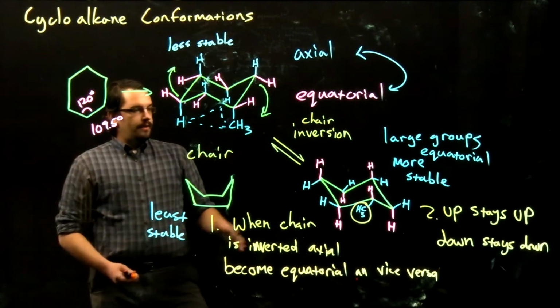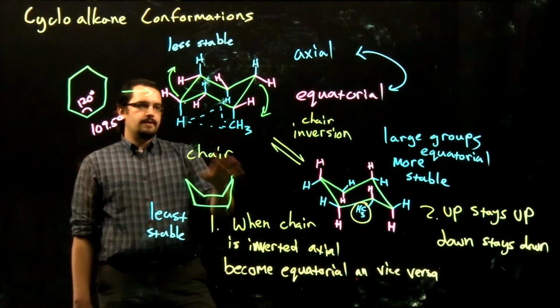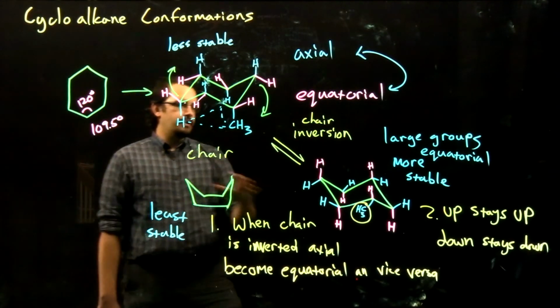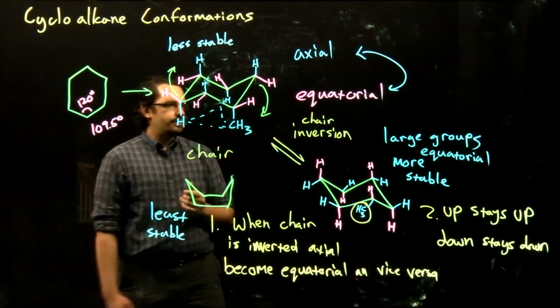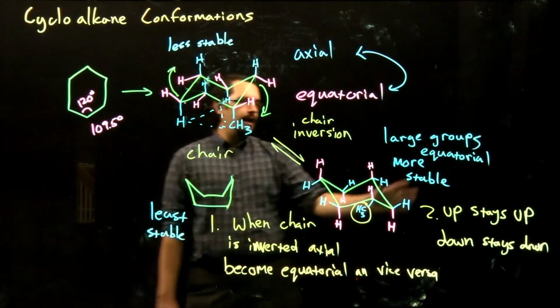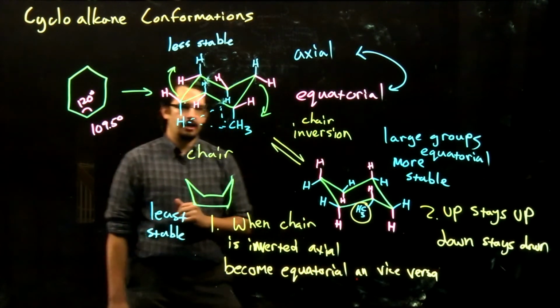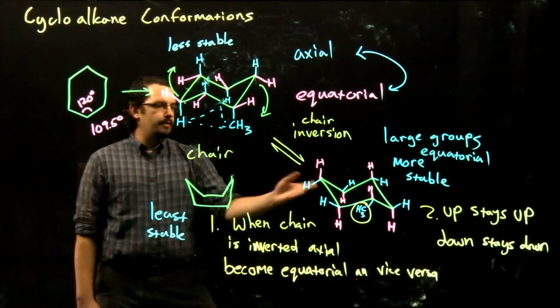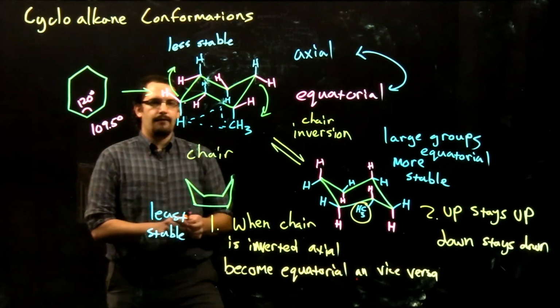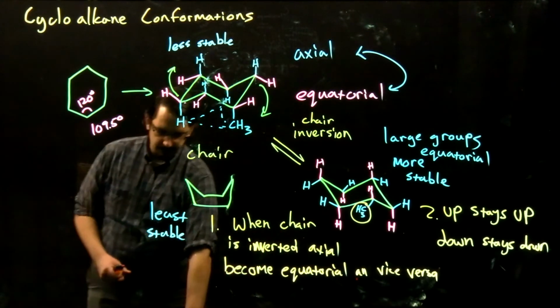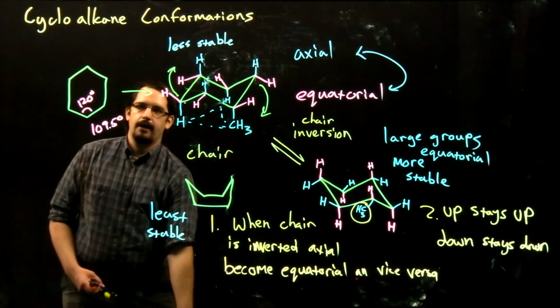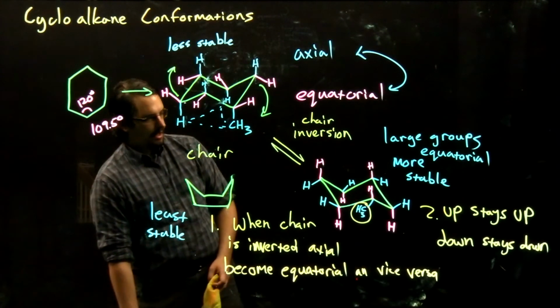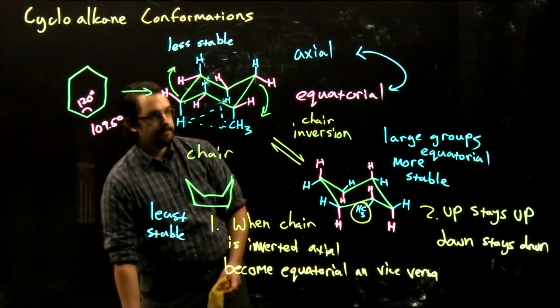This chair inversion then allows us to switch between our different conformations, our different chair conformations, and find that more stable chair conformation. If we have a methyl group, we can put that equatorial. Obviously, the larger your group is, the more likely that is to get placed in that equatorial position.